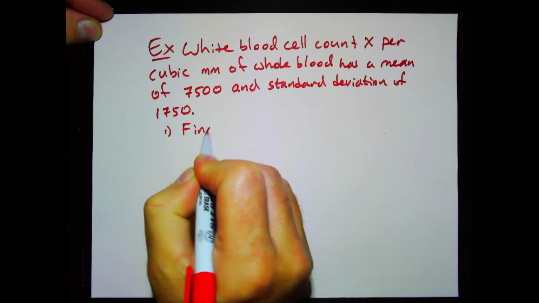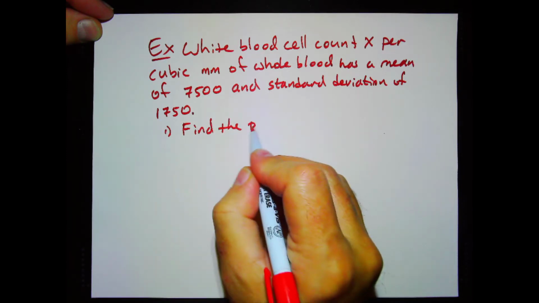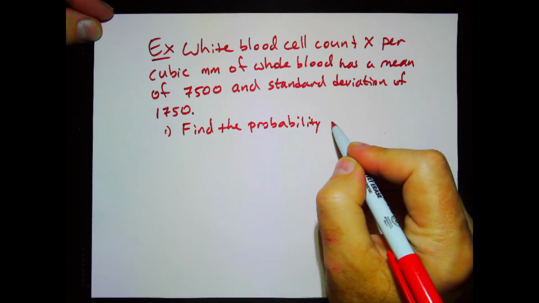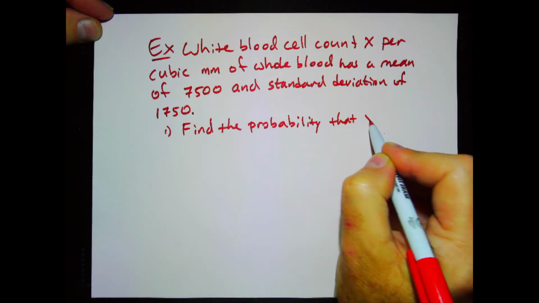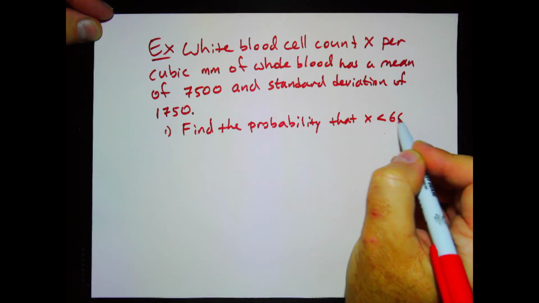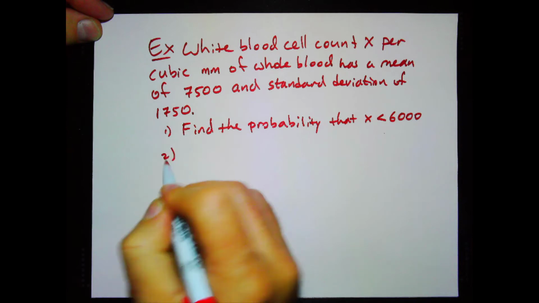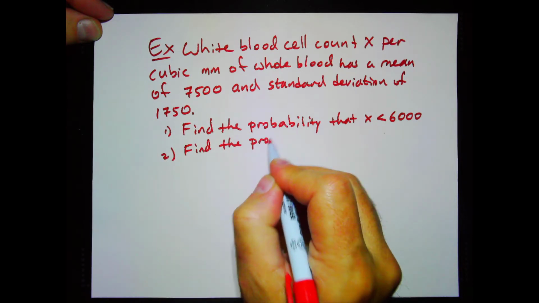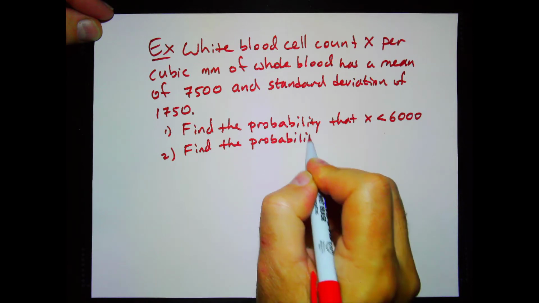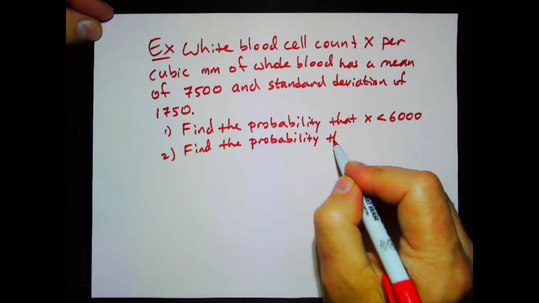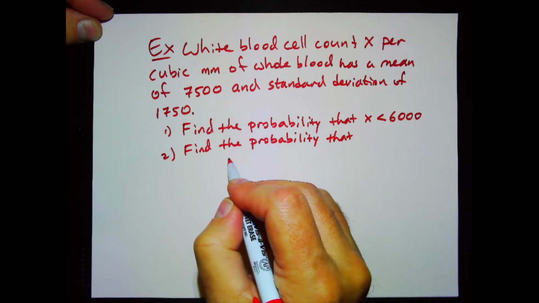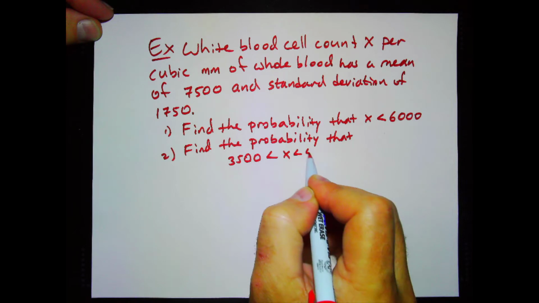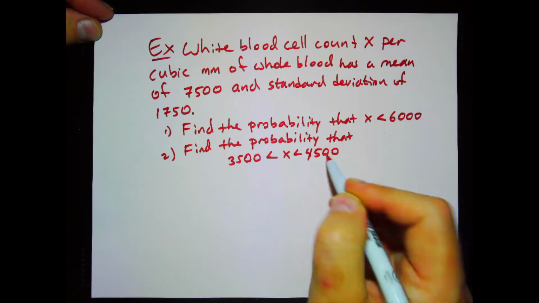First, find the probability that x is less than 6,000. 2, find the probability that x is between 3,500 and 4,500.